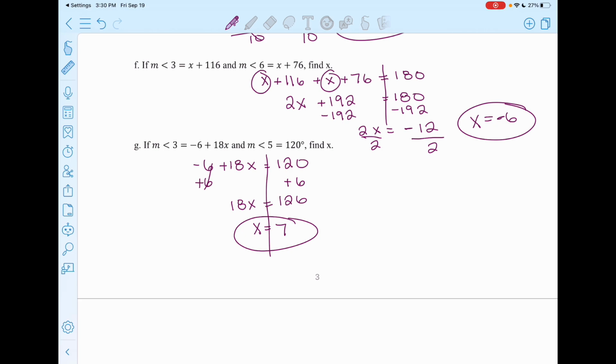So make sure that you know all of those different angle pairs and what they look like, and also how they're related so you can set up equations to solve for x. Please let me know if you have any questions, and I will see you in class.